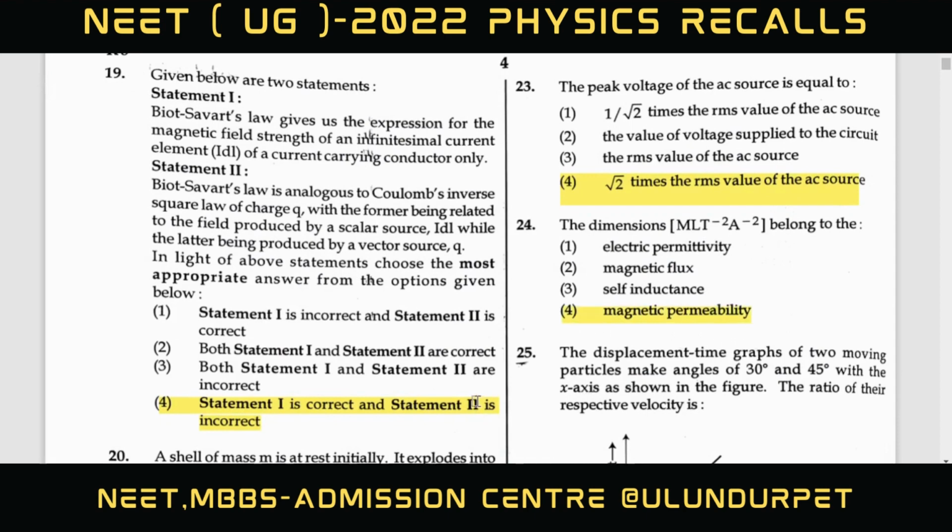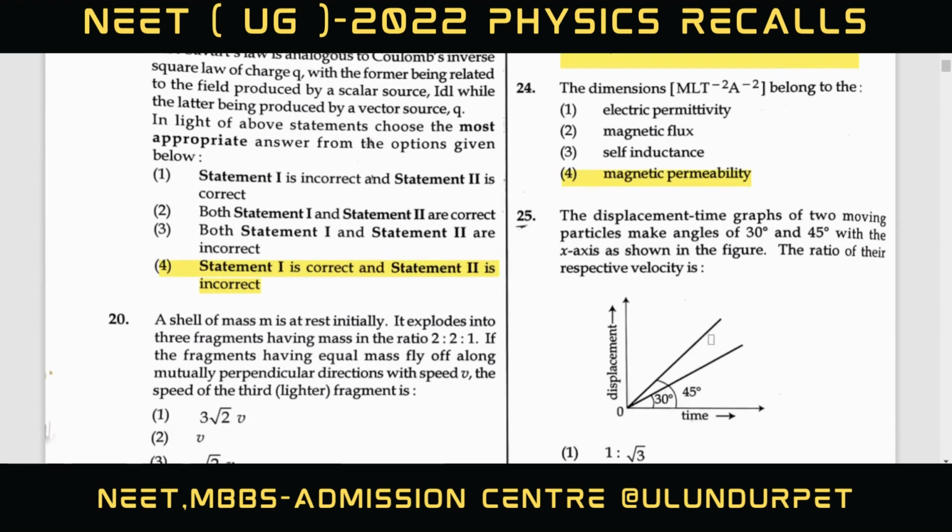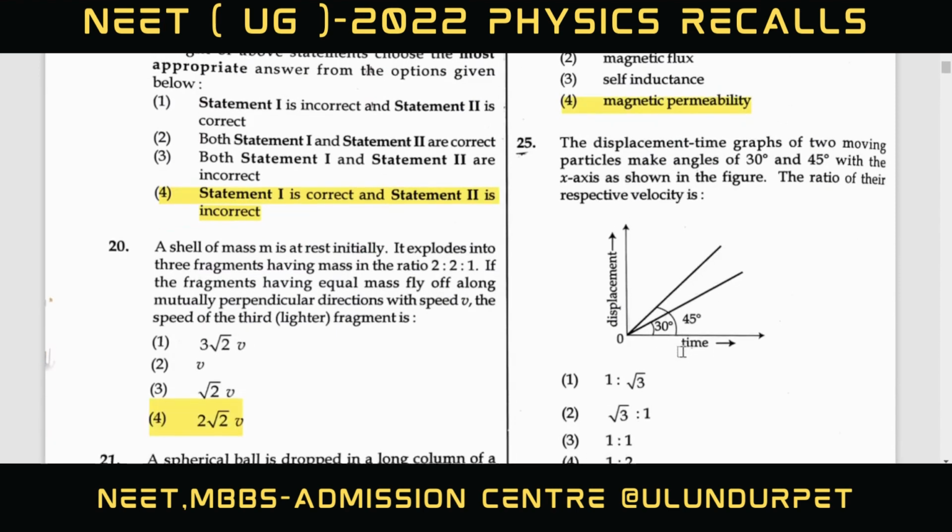25th: the displacement time graph of two moving particles makes angles of 30 degree and 45 degree with the x-axis as shown in the figure. The ratio of the respective velocity is. The answer is option 1.